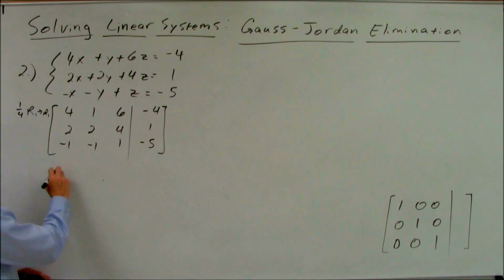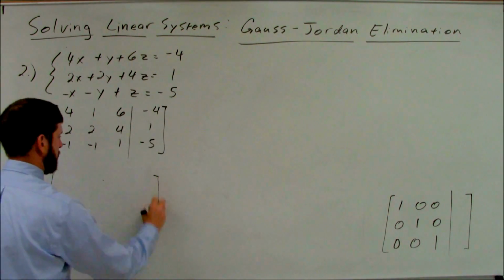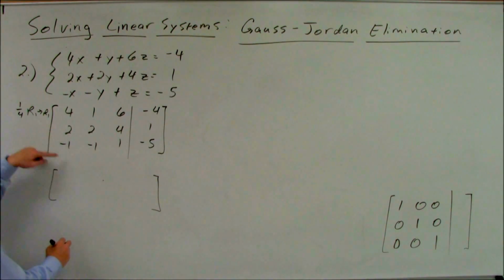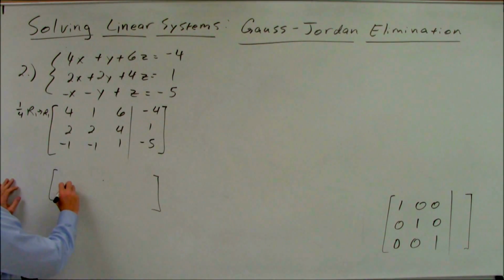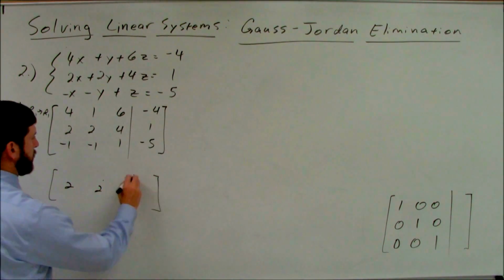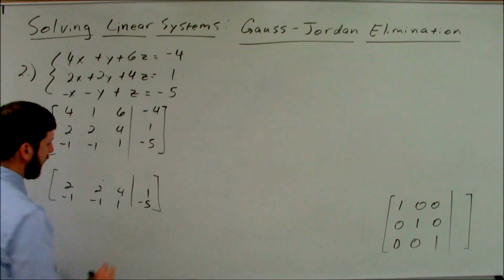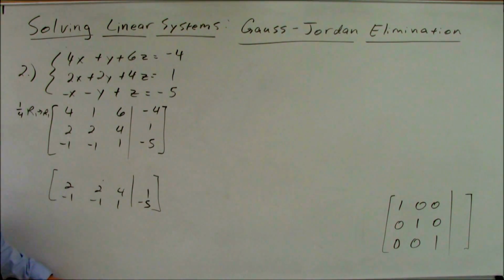So when I do that, if I get a couple of them in here, rows 2 and 3 don't change. I haven't touched them. So 2, 2, 4, 1, negative 1, negative 1, 1, negative 5. I always like to write down what I'm not touching so it's done and I don't accidentally mess with it later. So a 1/4 of row 1.